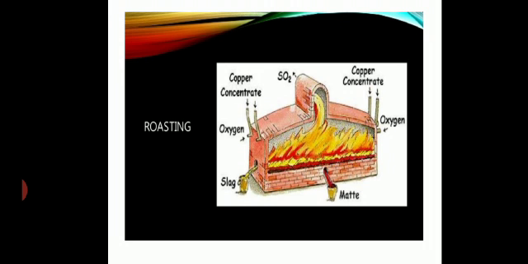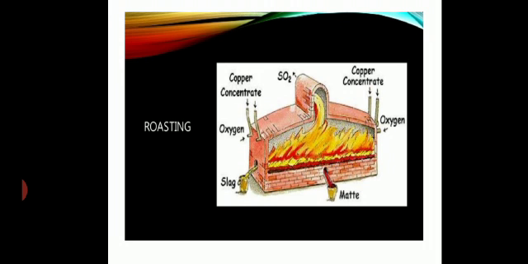It is called matte, as you can see in the figure on the screen. It mainly contains cuprous sulfide mixed with some iron sulfide and unchanged iron oxide. Now this matte, we will go for Bessemerization to get the copper. During Bessemerization, Cu2S reacts with oxygen to form Cu2O and SO2 gas is released, and FeS reacts with oxygen to form FeO and SO2 gas is released. When the SO2 gas is released from the surface of copper, it forms blister copper.